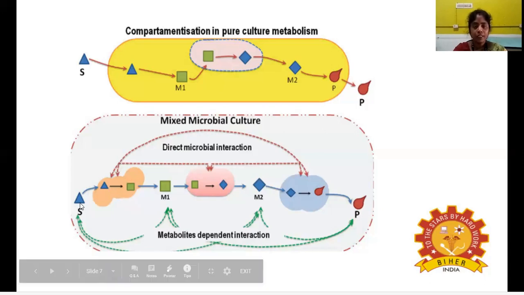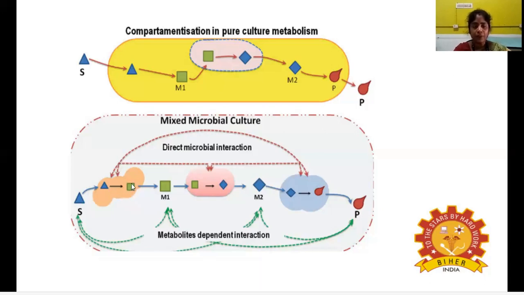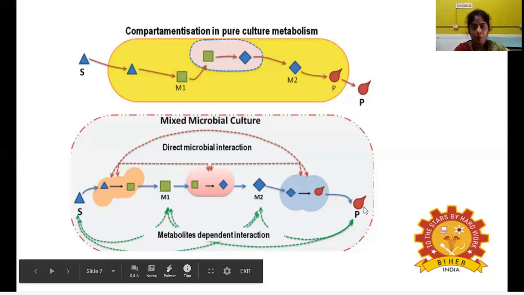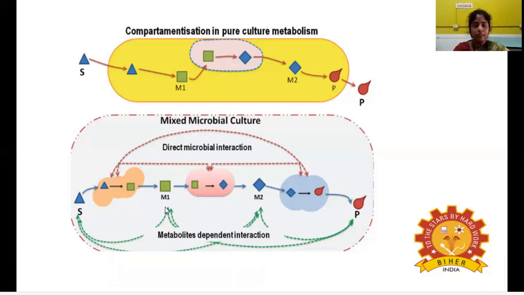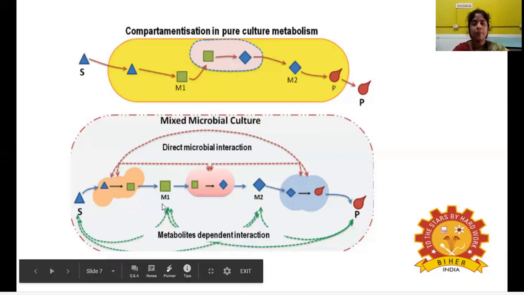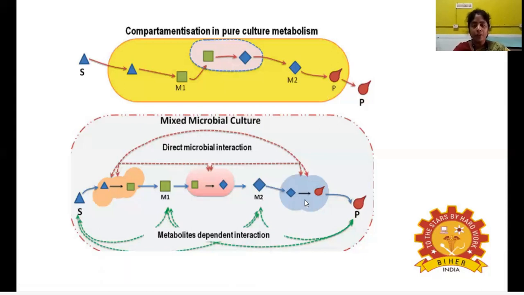When the substrate is converted into the product with the help of microorganism one, it is converted into the product. If not, the substrate acts on microorganism one and is converted into a product. Then this product, which is said to be the undesired one, acts on another organism to produce a desired product. This is said to be the metabolic dependent interaction, which means the byproduct also acts on a particular microorganism, so that the further product is formed.